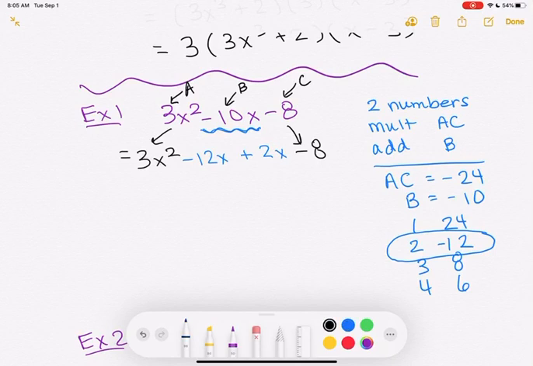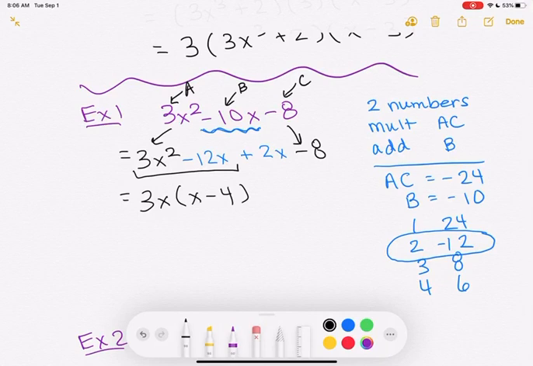All right, how did it go? Let's see. These first two, what do they have in common? They have the common factor, greatest common factor, of 3x. If I have 3x and I'm trying to get to 3x squared, I'm going to multiply by an x. If I have 3x and I'm trying to get to negative 12x, I'm going to multiply by a negative 4.